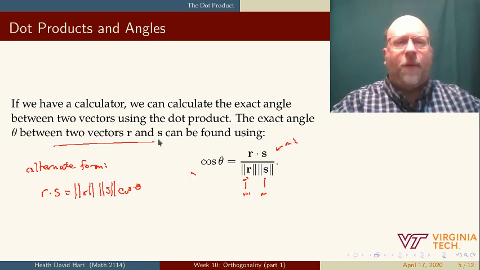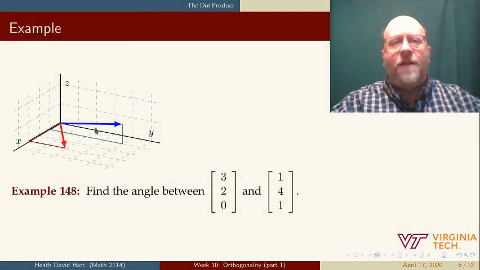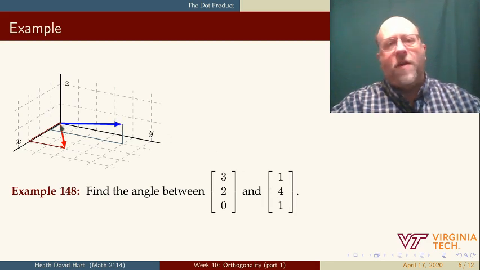I'm going to use this formula on the next example, and we're going to calculate the angle between these two vectors. This is the vector 3, 2, 0: 3 units in the x direction, 2 units in the y direction. This is the vector 1, 4, 1: 1 unit out, 4 units over, and then 1 unit up. And we're going to calculate this angle here.